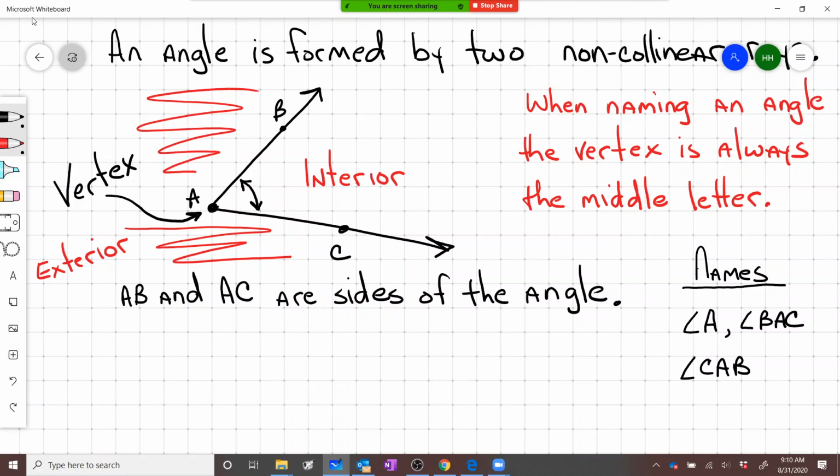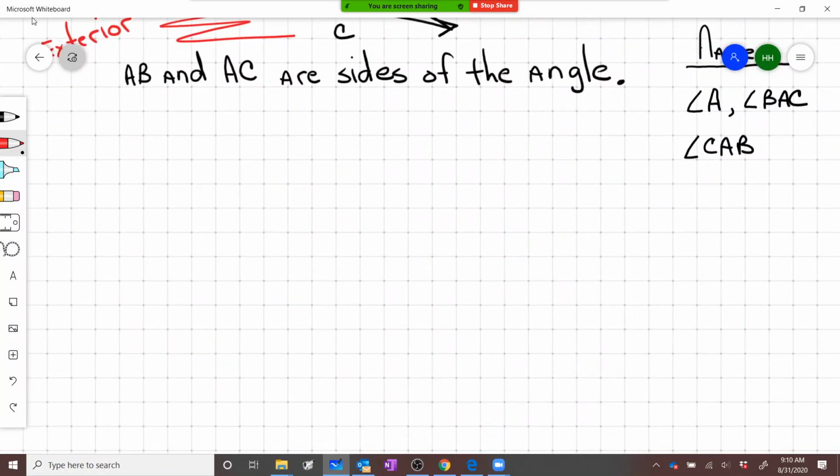Alright, so you can name this angle by starting at B, going down to A, and then to C. Agreed? You could also name this angle by starting at point C, you go to point A, you stop, you turn, you go to point B. Okay? Your vertex is always the middle letter. Clear? Alright, so now let's look at when you've got multiple angles sharing the same vertex.